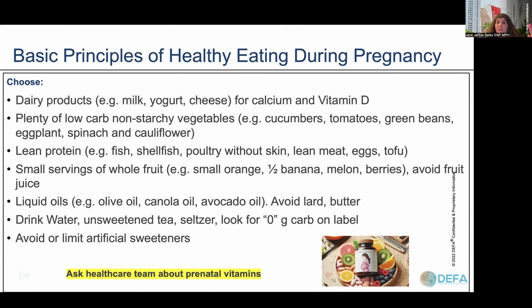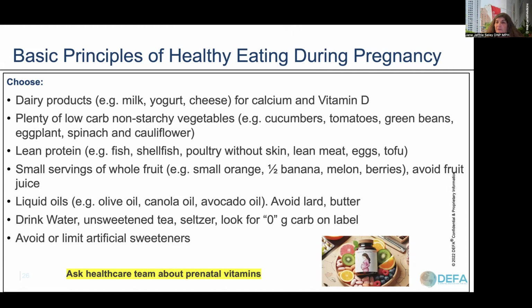No fruit juice. Fruit juice is a treatment for low blood sugar. It makes the sugar go up, wow, really fast. So you don't want to drink it just to drink it. Think about healthy oils like olive oil, canola oil, and avocado oil, avoiding lard and butter. Drinking plain water is terrific, and unsweetened tea, seltzer.